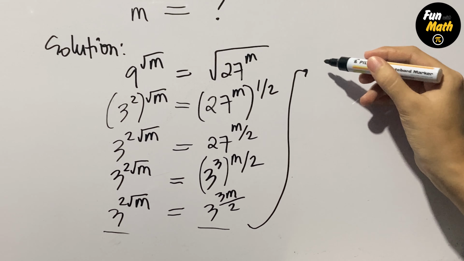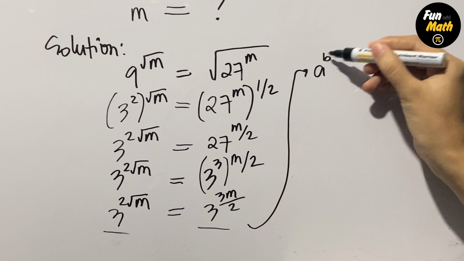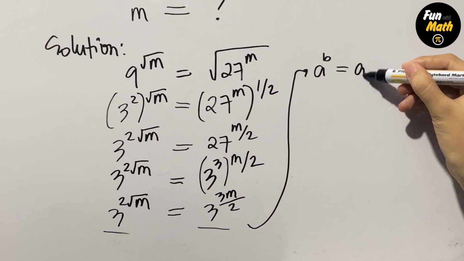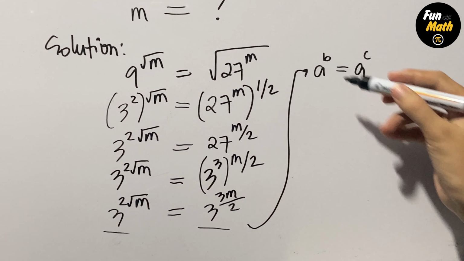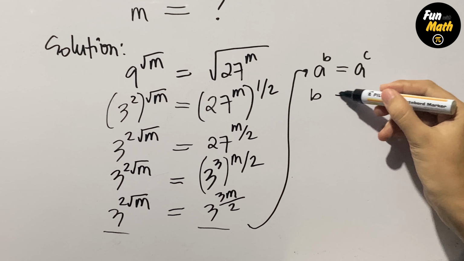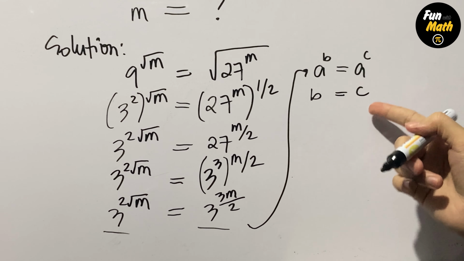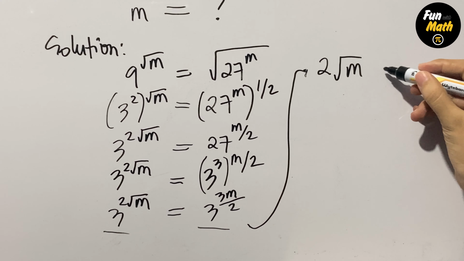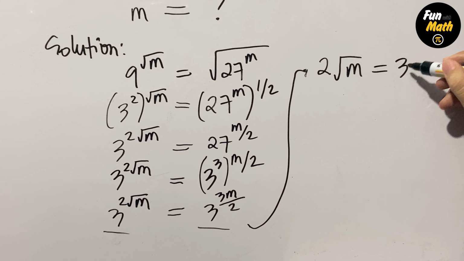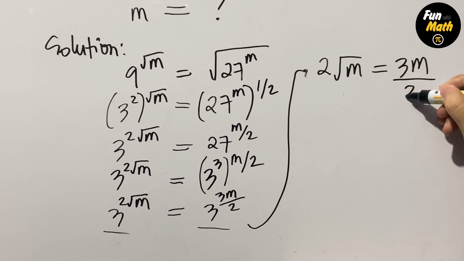According to the rule, if a to the power of b equals a to the power of c, we can write it as b equals c. So it's just the same here. So we have 2 square root of m equals 3m over 2.